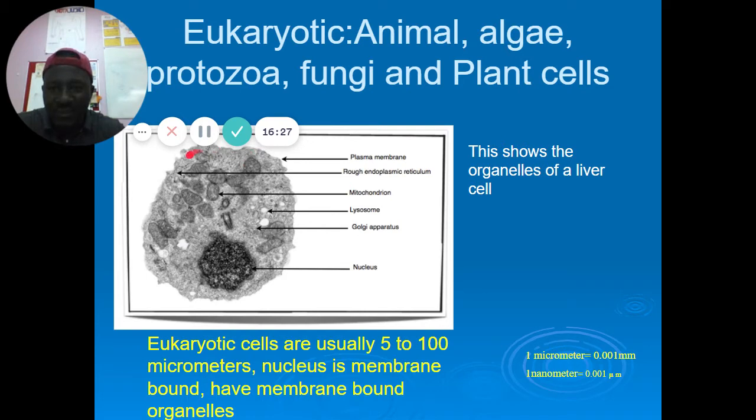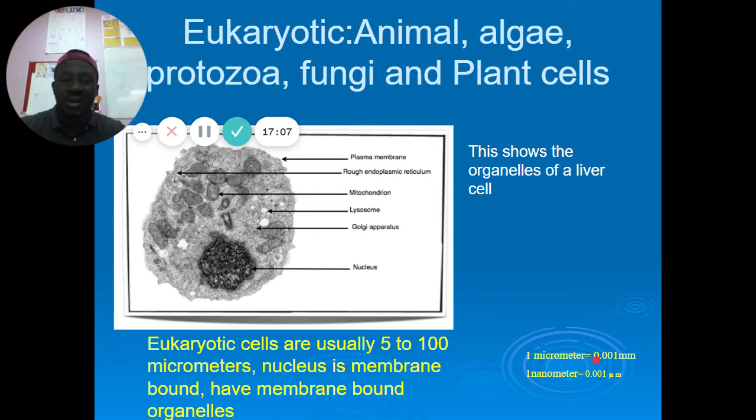Then on the outer part of this cell, we have what we call the plasma membrane. A plasma membrane lacks what we call the cell wall. Therefore, we shall look at it in detail as we move. So eukaryotic cells are usually 5 to 100 micrometers big, as compared to the prokaryotes, which are 0.1 to 0.5 micrometers. So they are bigger.